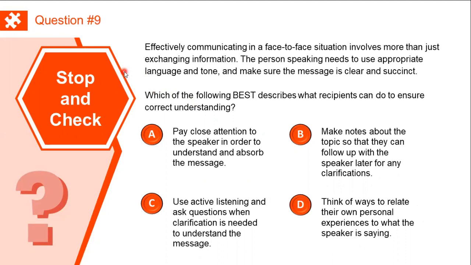Number 9. Effectively communicating in a face-to-face situation involves more than just exchanging information. The person speaking needs to use appropriate language and tone and make sure the message is clear and succinct. Which of the following best describes what recipients can do to ensure correct understanding? A. Pay close attention to the speaker in order to understand and absorb the message. B. Make notes about the topic so that they can follow up with the speaker later for any clarifications. C. Use active listening and ask questions when clarification is needed to understand the message. Or D, think of ways to relate their own personal experiences to what the speaker is saying.